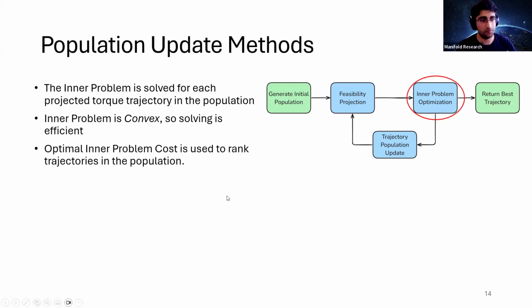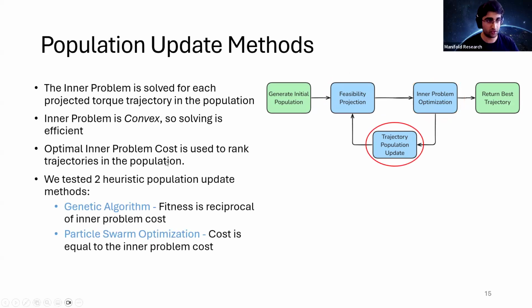And the way that we update the population after we solve the inner problem for each of those trajectories is we rank the torque trajectories according to the inner problem cost. To rephrase that, we solve the inner problem for that torque trajectory, and solving the inner problem means finding the best agent inputs that match that torque trajectory. And we solve that over and over again. Each cost basically represents what the best agent control inputs could be for that given torque trajectory.